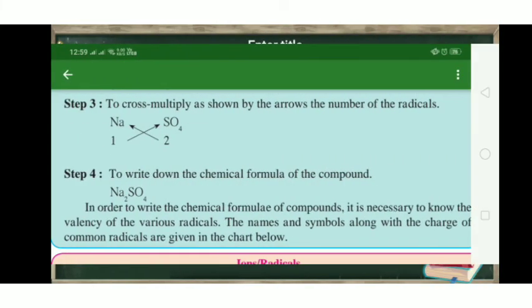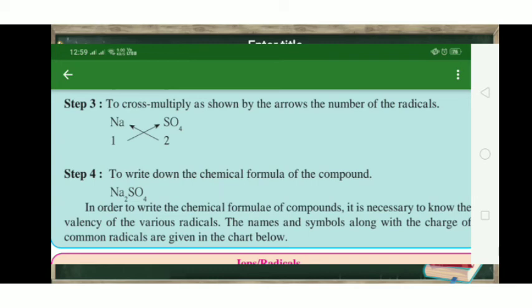Now let's see step 3, to cross multiply as shown by the arrows the number of the radicals. You can see the cross multiplication. And the last step, to write down the chemical formula of the compound. So how will you write? As you have done the cross multiplication, so Na2 and SO4. Na2SO4, there is 1, so we will not write the 1, we will write SO4 only. So Na2SO4.